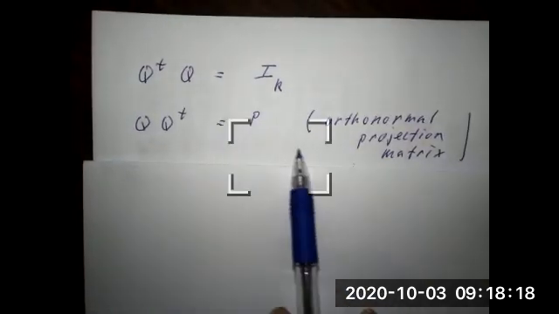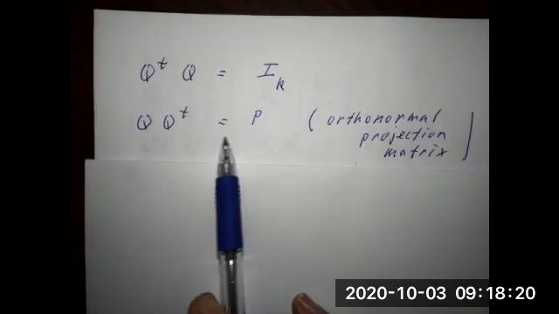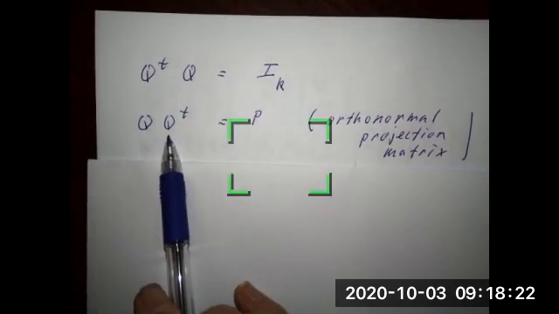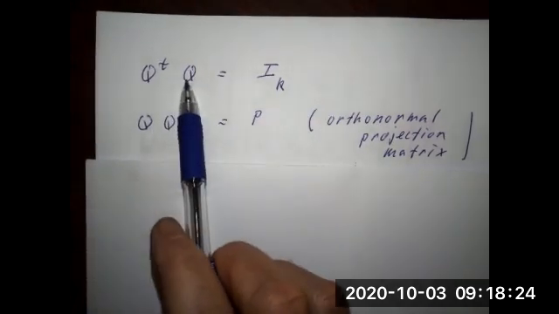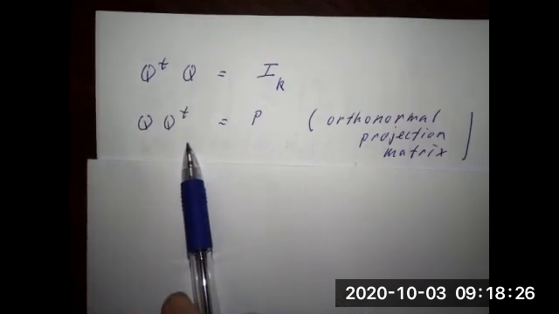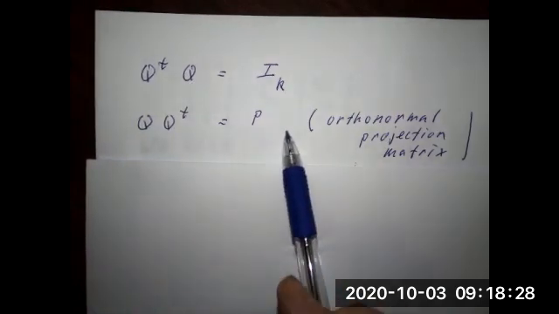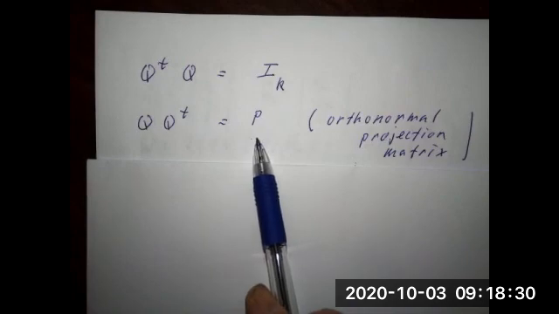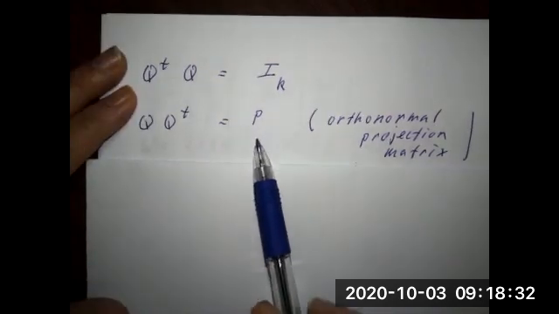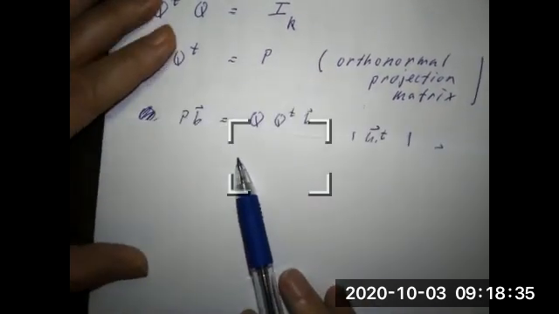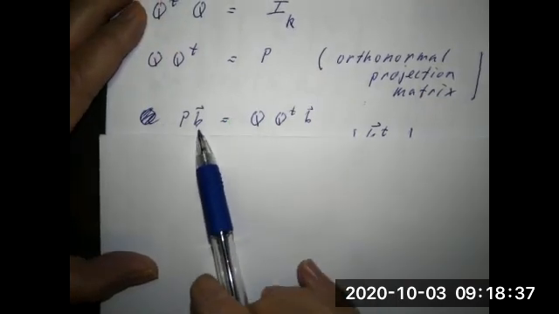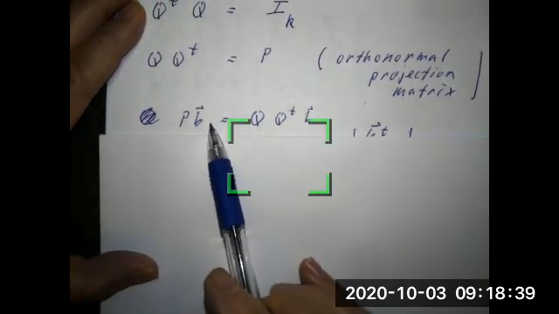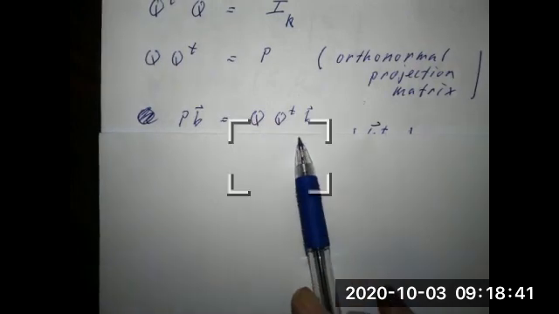Now, the orthogonal projection matrix P is defined to be Q times Q transpose, not Q transpose times Q. These two matrices may not be the same. This matrix gives us a convenient means for computing the orthogonal projection. Here's what we do. We take P times b. That's going to be Q times Q transpose b.